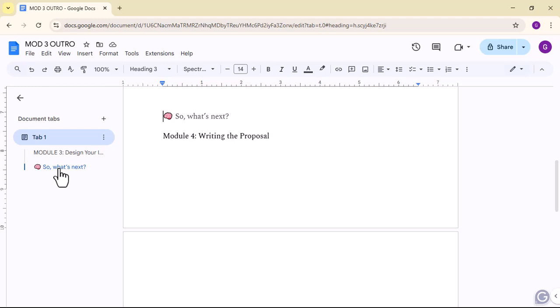So we are shifting gears, and in the next module, Module 4, writing the proposal, you will learn how to write proposals that speak the funder's language. You will also learn how to respond to calls for proposals like a pro. You will also learn the difference between a concept note and a full proposal. You will also learn how to write each section of your proposal: the problem, the goals, the budget narrative, the sustainability, and many more.